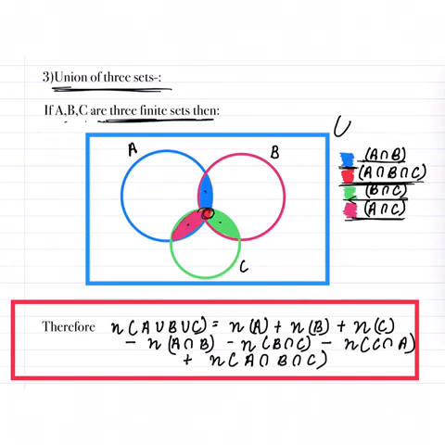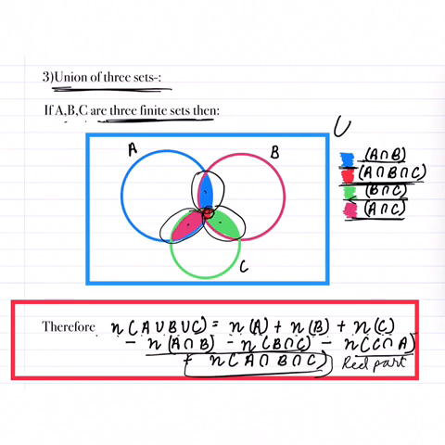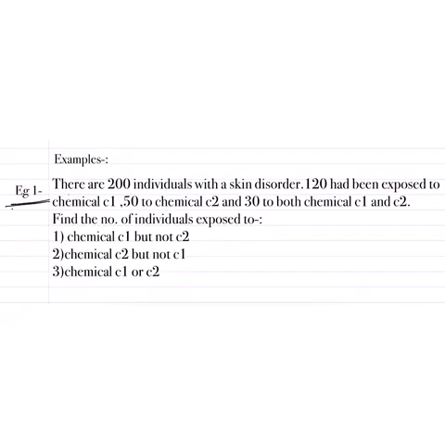With this we come to the third formula which we could use while solving questions, and it's really easy to memorize. The number of elements in A union B union C is equal to, we just add the cardinal numbers of the three sets all together, then subtract the cardinal numbers of the intersections in pairs, and then add the cardinal number of the three-set intersection. Now for a better understanding of the formulas, let us do this example.